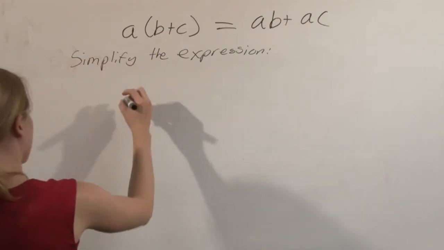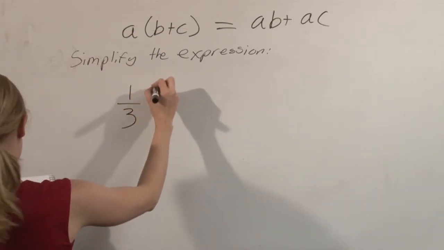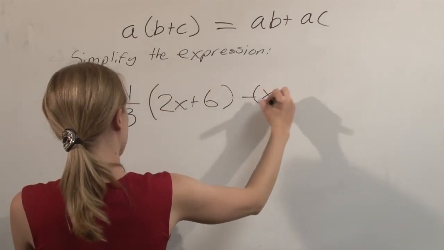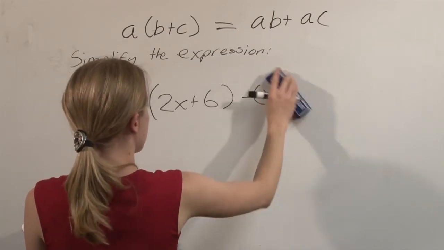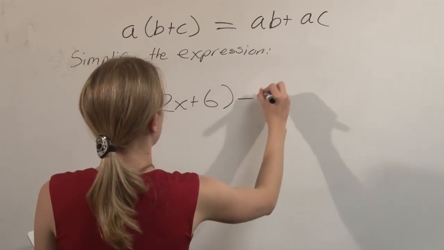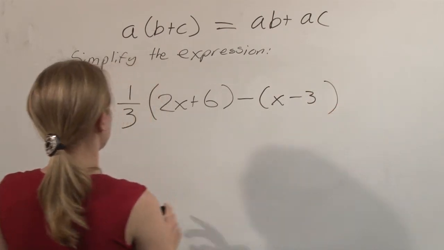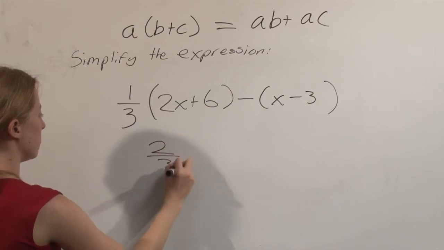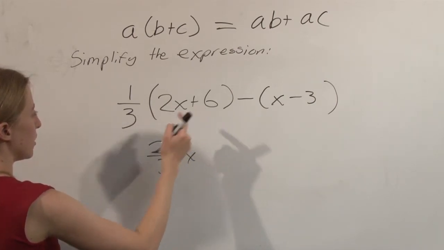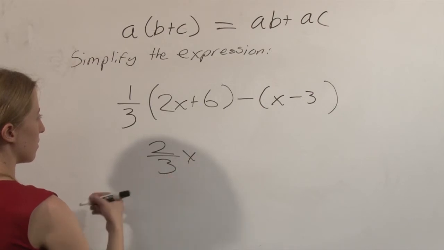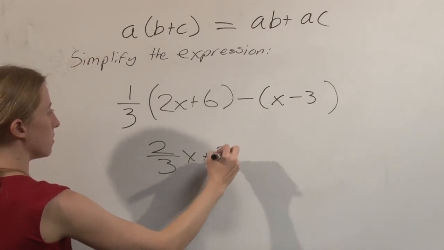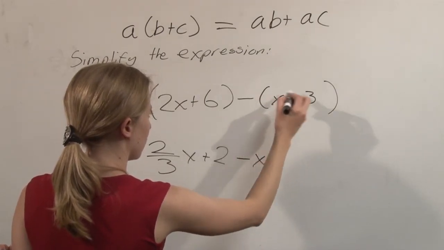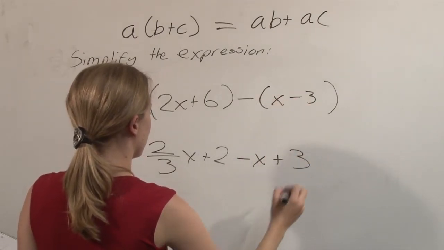Now I'm going to do one last example with a fraction. So if I distribute the 1/3 through, 1/3 times 2 is 2/3 x. 1/3 times 6, 6 over 3, which is 2. Then that's going to be a negative x, and then negative 1 times negative 3 gives a positive 3.